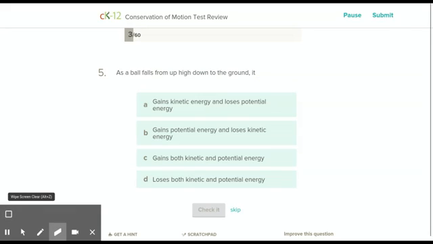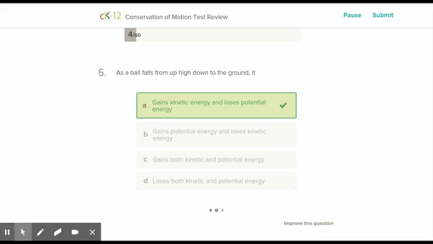Next, as a ball falls from up high down to the ground, it's losing potential energy and it's gaining kinetic energy because it's moving faster and faster. So your answer should be A. Okay, next.